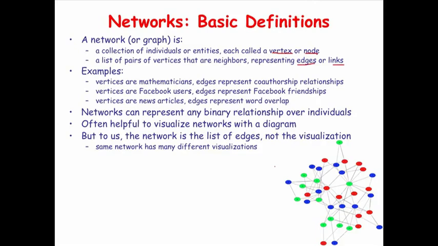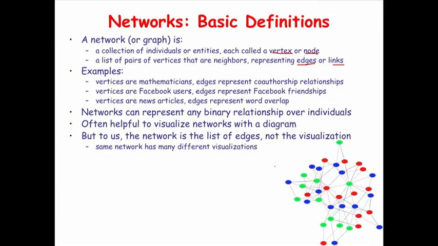Let me give a couple of examples. You can imagine a network in which the vertices represent mathematicians, and there is an edge or a link between two mathematicians if they have ever co-authored a paper together. We will shortly study such a network. Another example would be a network in which the vertices represent Facebook users, and the edges represent Facebook friendships. A more abstract content network might be one in which the vertices represent news articles, and there is an edge between two news articles if they share enough words in common.